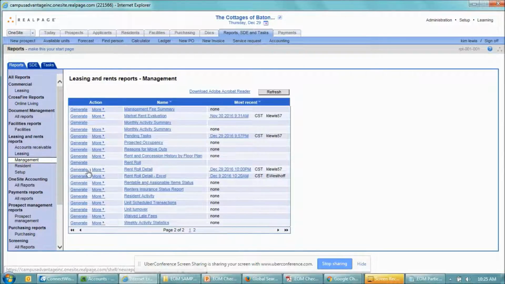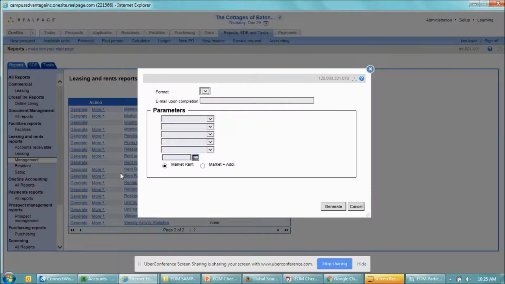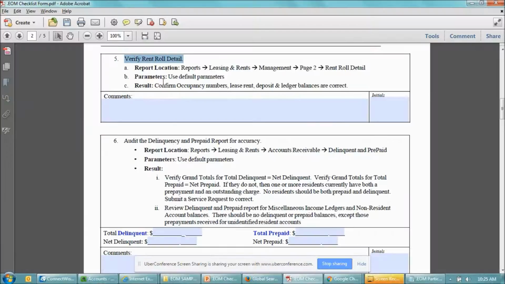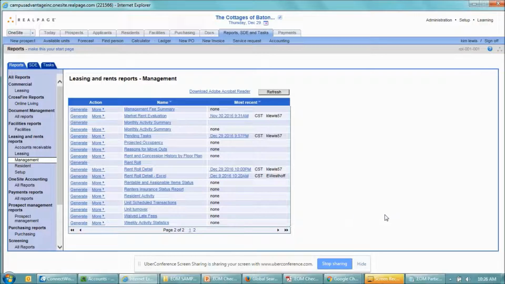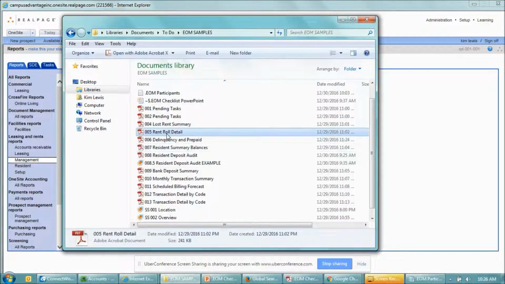The great rent roll detail. So we'll generate rent roll detail. And for this one, we just want to use the default parameters. So however it pops up, you just hit generate. You can be totally lazy with that report. And that one I ran last night.